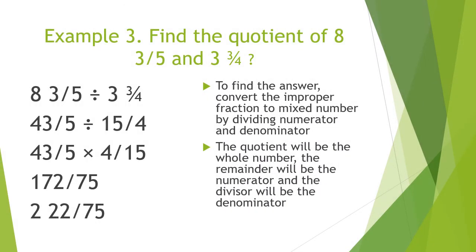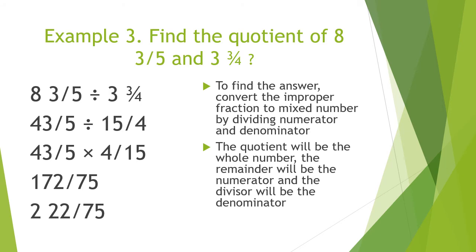The answer: convert the improper fraction to mixed number by dividing numerator by the denominator. The quotient will be the whole number, the remainder will be the numerator, and the divisor will be the denominator. So 172 divided by 75 equals 2, remainder 22, becomes 2 and 22 over 75. So 8 and 3/5 divided by 3 and 3/4 is equal to 2 and 22 over 75.